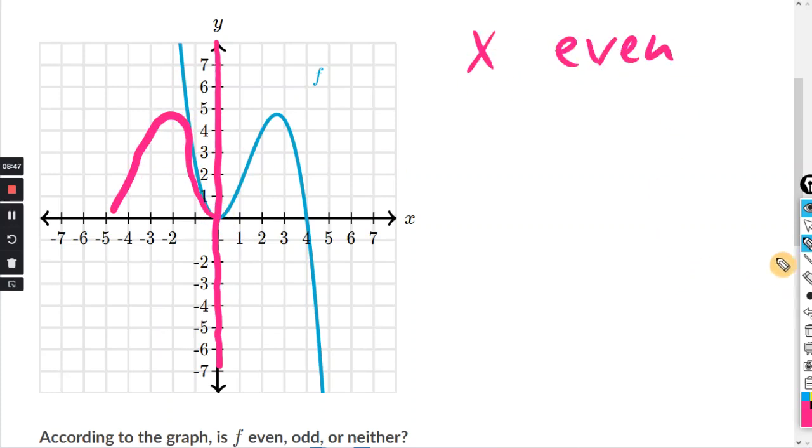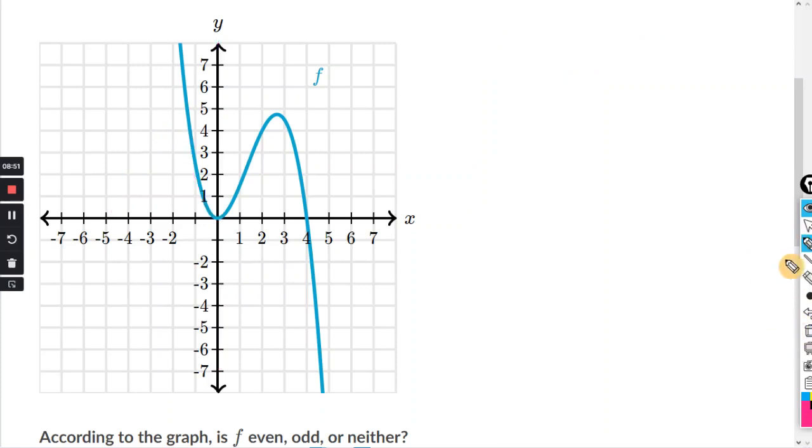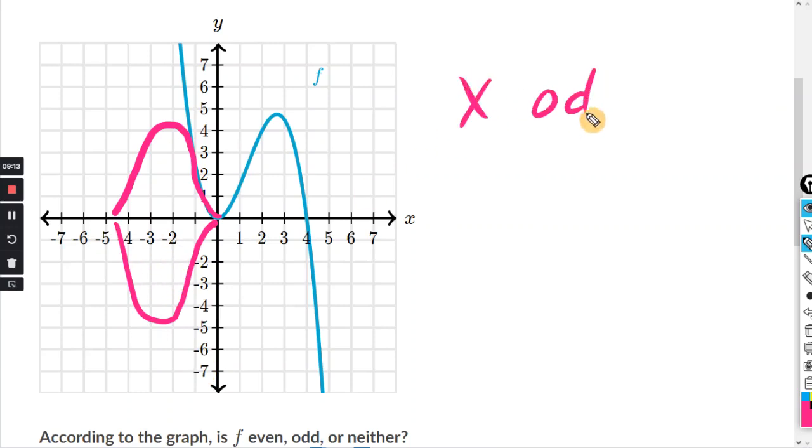All right. Now, if it's odd, it has to be a double reflection. Let's see. Again, we have this hump right here. Using the y-axis as a mirror, we would have that right there. Okay, and then we use the x-axis as a mirror. We would have that right there. Okay, but we don't have that. We have nothing there. So it is not odd either.